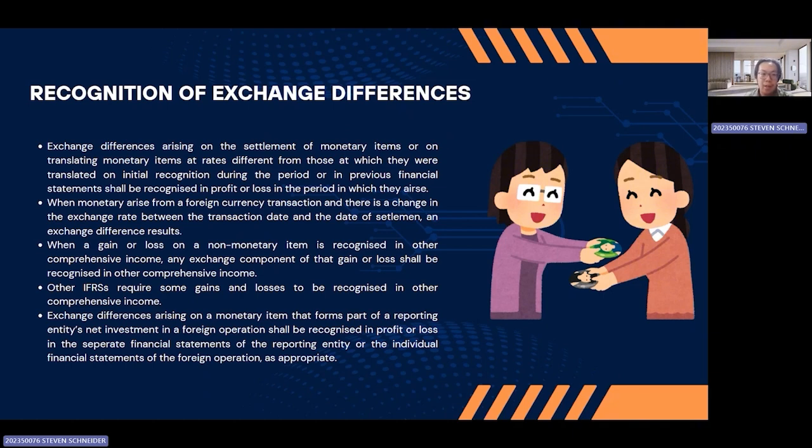Next is talking about the gain or loss on a non-monetary item. When a gain or loss on a non-monetary item is recognized in other comprehensive income, any exchange component of that gain or loss shall be recognized in other comprehensive income. Other IFRSs require some gains and losses to be recognized in other comprehensive income. For example, IAS 16 requires some gains and losses arising on the revaluation of property, plant, and equipment to be recognized in other comprehensive income.